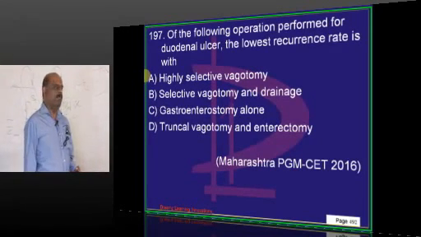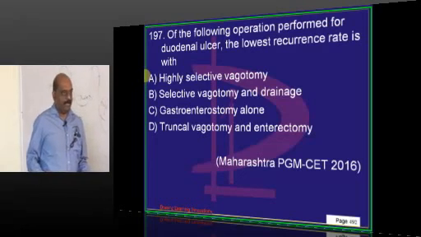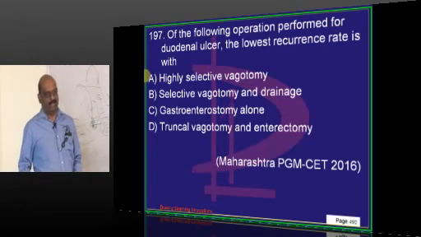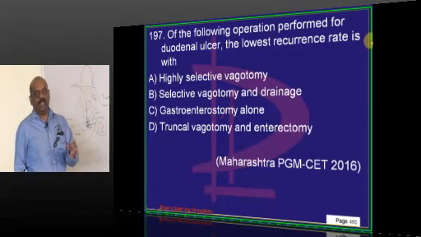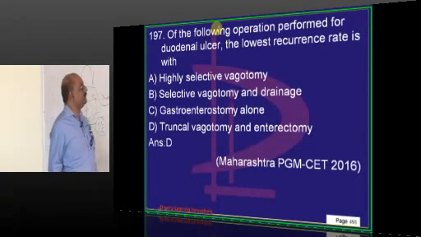Lowest recurrence rate, where will you have? Obviously, you have done truncal vagotomy. You have removed electrical connection to the stomach. Also did antrectomy. Doing both gives the lowest recurrence.